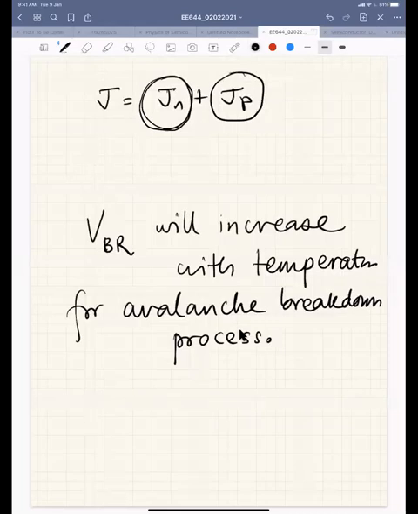So your VBR, your breakdown voltage, will increase with temperature. This is something you have to remember, because when the PN junction is operating at high temperature, its breakdown voltage actually increases if the breakdown is happening because of avalanche multiplication, right?